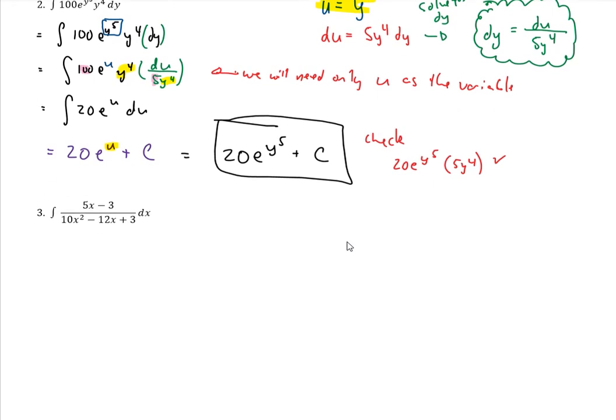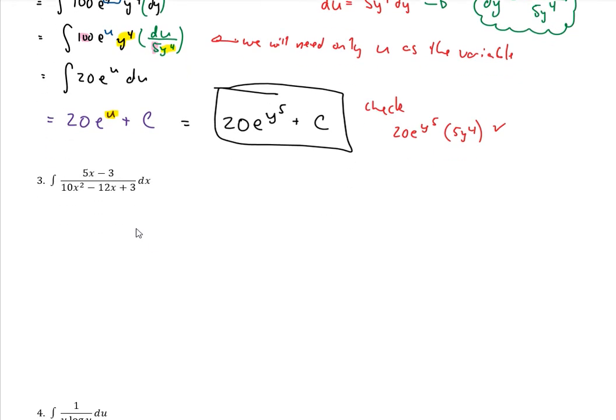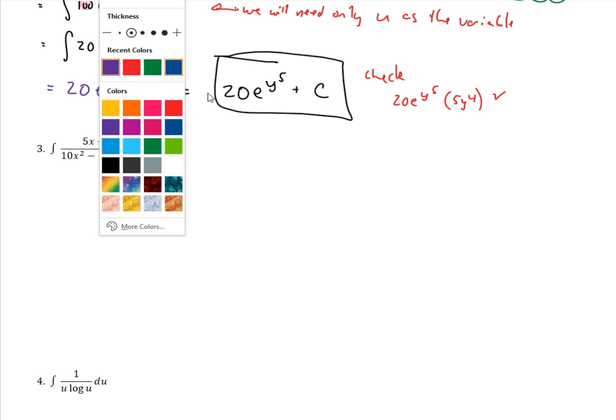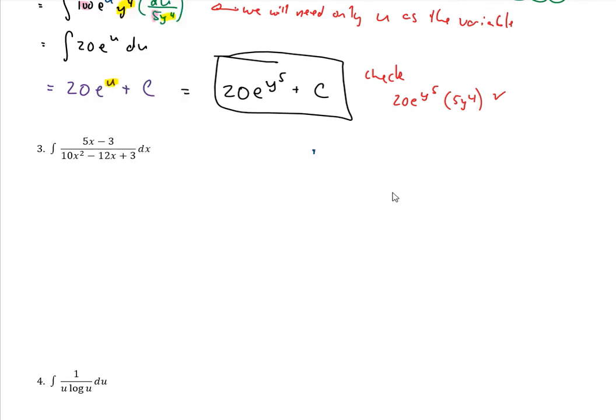All right, so in number 3, we have a fraction. Chances are if it's a big fraction and it's algebraic, so there's no logs or no e's, like number 4 has a log in it, so we might need something different. So this is just a polynomial over a polynomial. Chances are the whole denominator is the u. So we're going to do u equals 10x squared minus 12x plus 3.